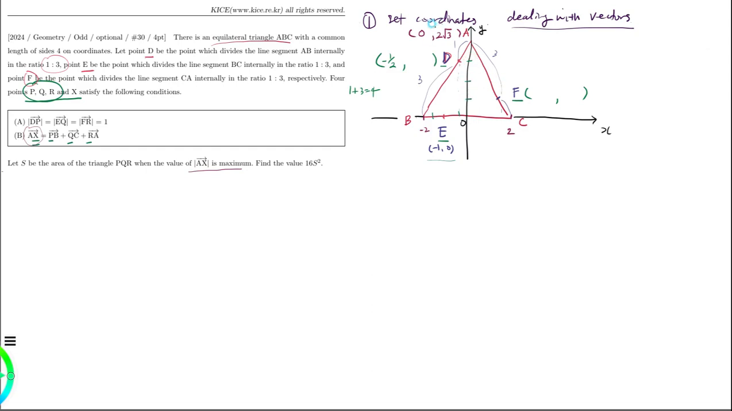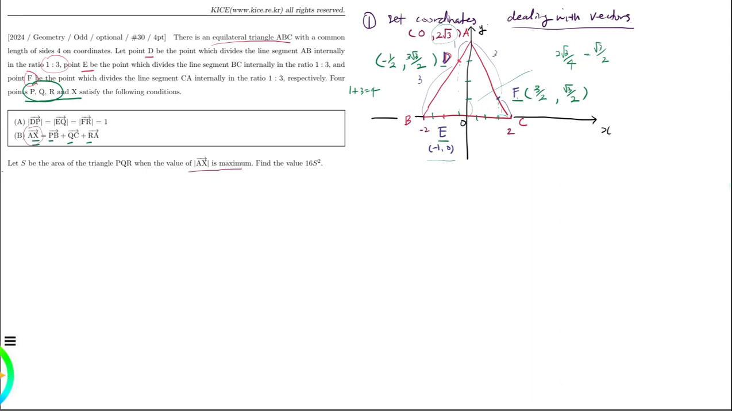equally by 4, and each segment has a length of 2 times square root of 3 over 4, which is square root of 3 over 2. So this is 3 times square root of 3 over 2. F is likewise, this is 1/2, before 2, 3/2, and square root of 3 over 2. Okay.